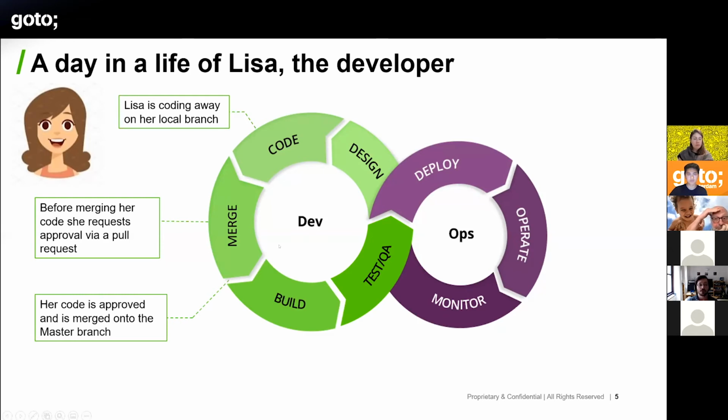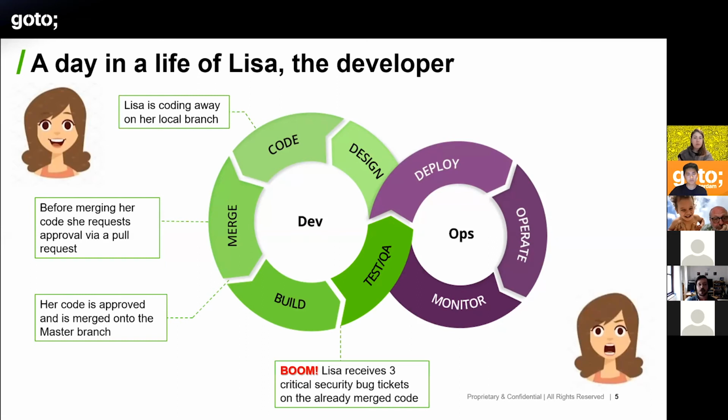Then at build time, and this time we are not using SigFlow yet, during the build phase, a scan will happen. So a SAST scan, an open source scan will happen, but let's say a SAST scan. And then, boom, after the build is done, Lisa receives 3 critical security bug tickets. But the issue here is that they are already merged into the master branch. So it would obviously have been better if we had been aware of these vulnerabilities beforehand, so that we could have remediated them before merging into the master, right?